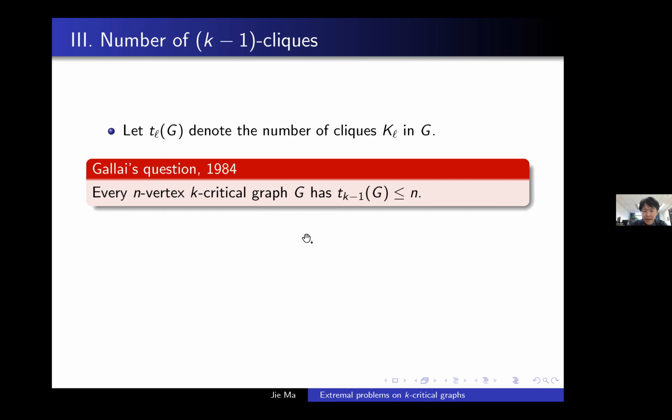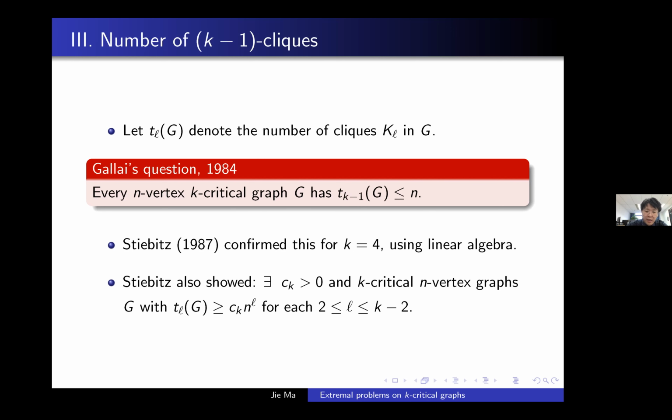This is a question of Gallai. He conjectured the number of K minus 1 cliques should be no more than the number of vertices. This was first proved by Stiebitz when K is 4. He used linear algebra. He also proved that it only makes sense to ask the question for K minus 1 cliques. If we ask for L cliques where L is smaller than K minus 1, then he gave a construction where the answer should be n to the L, not linear in n.